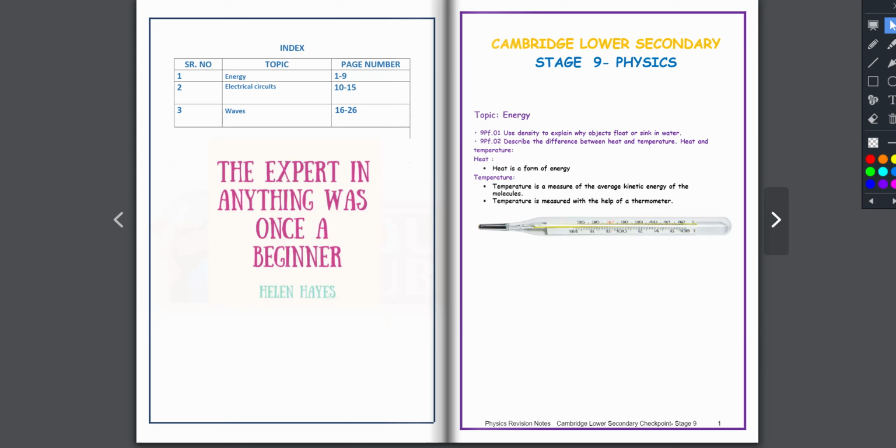In defining the word temperature, it is very important for you to mention the words average kinetic energy. If you only mention that temperature is the measure of kinetic energy of the molecules, you get it wrong.